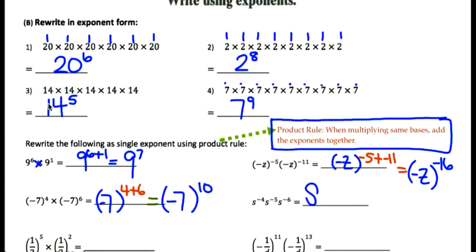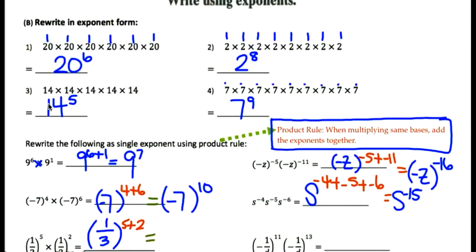So I have 3 S's. I'm going to do the same thing. Because I'm multiplying, they're all squished together. I have negative 4 plus negative 5 plus negative 6. So I'm going to have S raised to the negative 15th power. Next, 1/3. Don't let the fraction scare you. 1/3 is just 1/3 written in my answer. I have 5 plus 2. So my answer is going to be 1/3 raised to the 7th power.